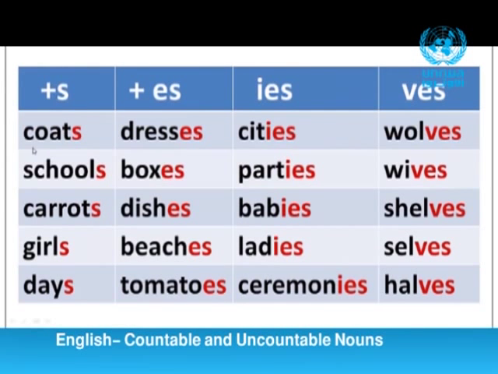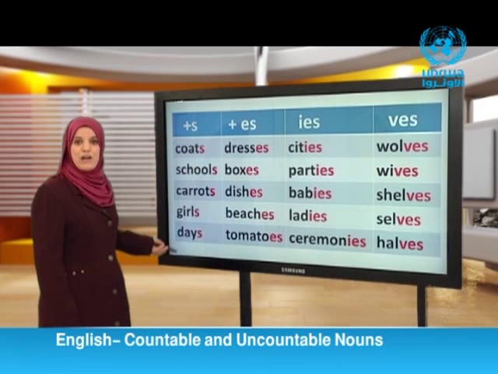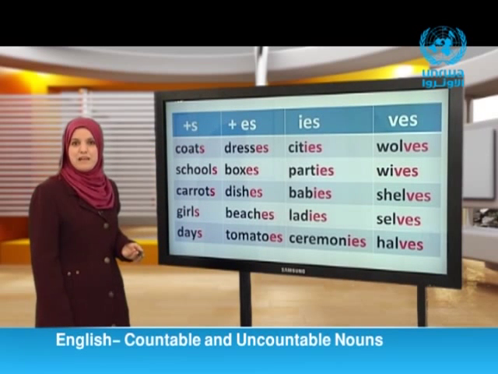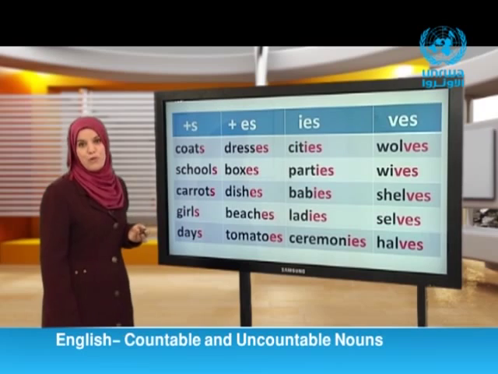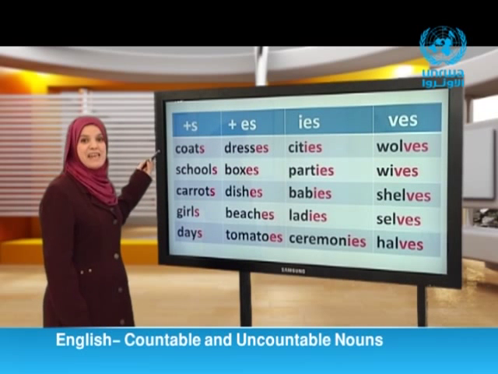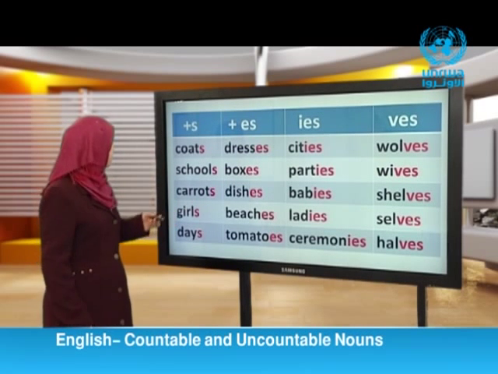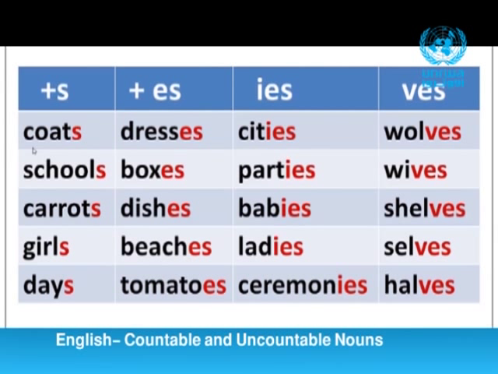Now look at this table. Most nouns form their plural by adding s to the end of the word. So, we say a coat, coats, a school, schools, a carrot, carrots, girls, and days.